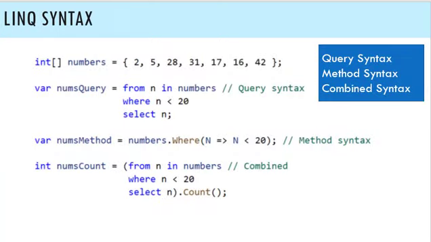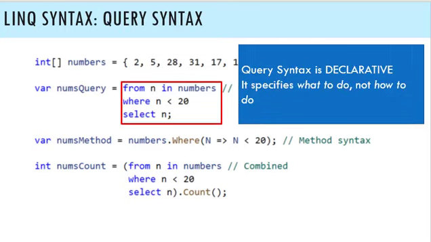LINQ provides two types of syntax to write LINQ queries. The first syntax is query syntax and the second syntax is method syntax. The query syntax is in declarative form and it describes what to do and does not specify how to do. C# figures out how to perform the query. It is more readable and easy to understand. It is written as a query expression. It looks similar to SQL statements. Therefore, it is the most preferred syntax.